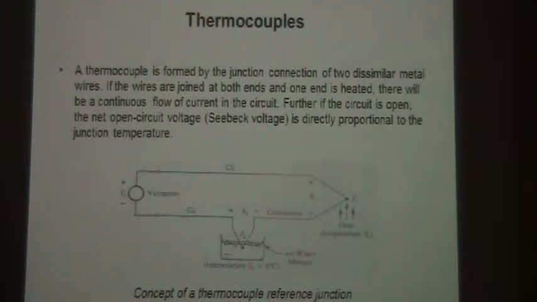Static properties, sensitivity, very poor. So, nothing is for free. Now, what else?